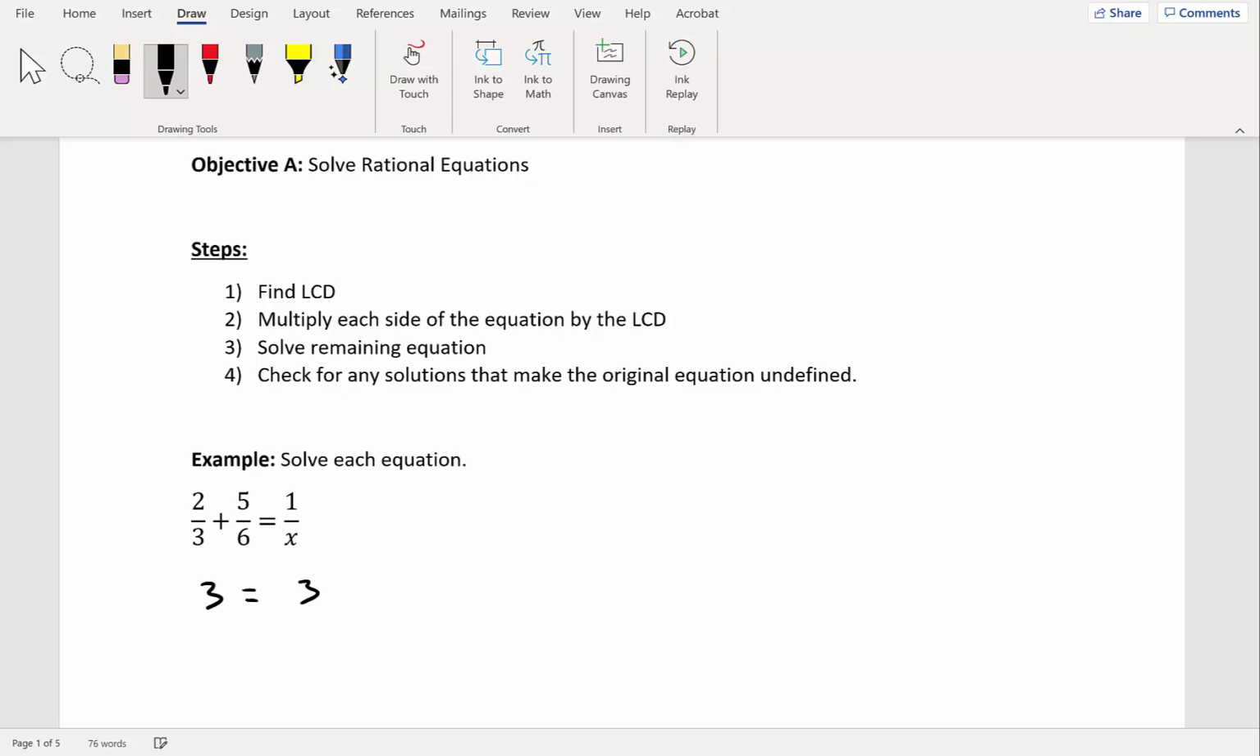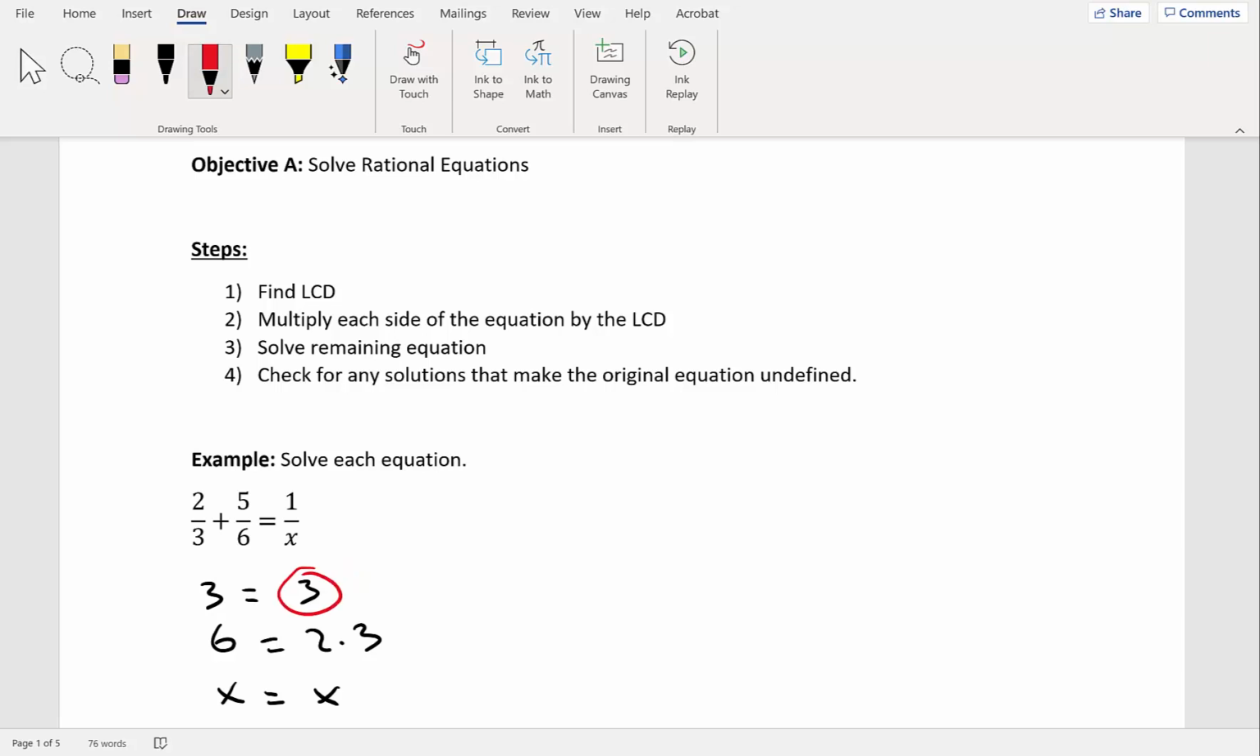So we have 3 is only 3. 6 I can rewrite as 2 times 3. And now my x is just x. And now we start circling the most amount of times that each factor appears. So now one of my factors is 3. This appears once in the first list and once in the second list. So we're just going to circle one of those.